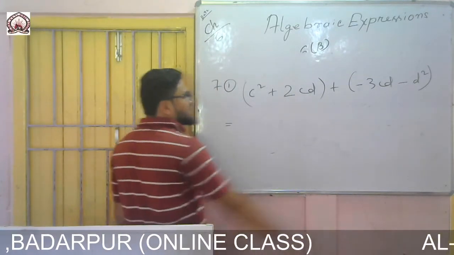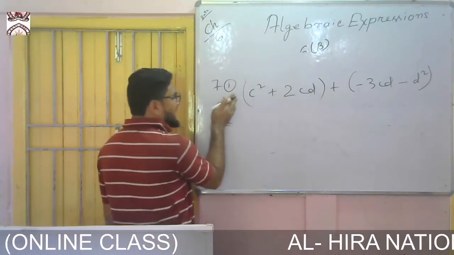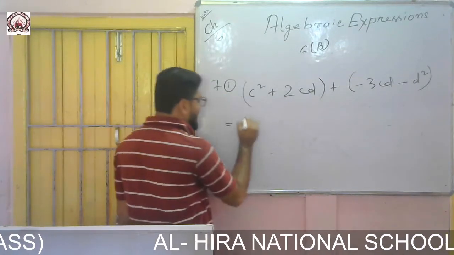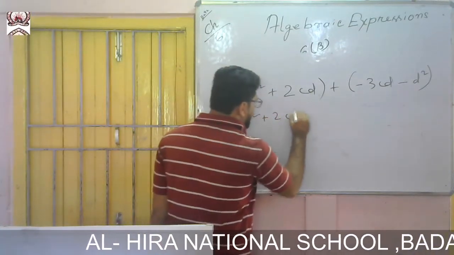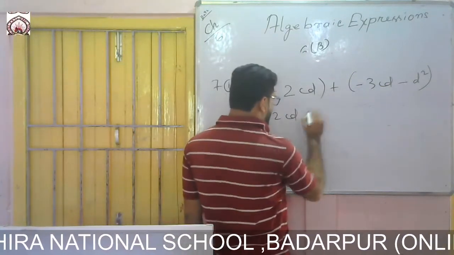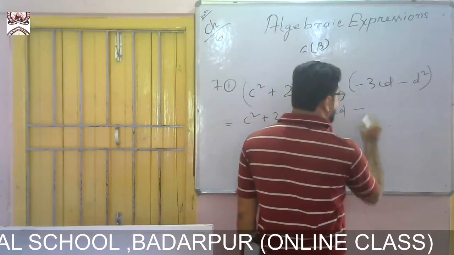So first we need to break this bracket. If you omit this bracket, here nothing is there, that means plus. So if plus is outside the bracket, no sign will be changed. Directly we will write that one. And here you see plus minus minus 3CD, plus minus minus D square.